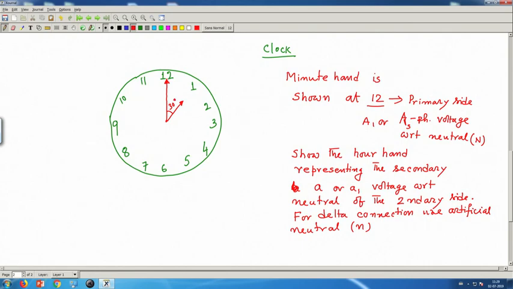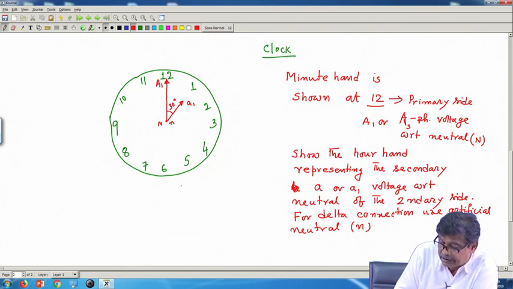So, this minute hand, which is bigger, is capital A1N and this is small a1n. I should not write this, but I am writing. You should not be under the impression that if I write like this, I mean capital N and small n are shorted. No, they are just two separate things, because the two neutrals are located at different positions and they are not connected electrically, but I write it just to indicate what this means. Anyway, this is the thing.